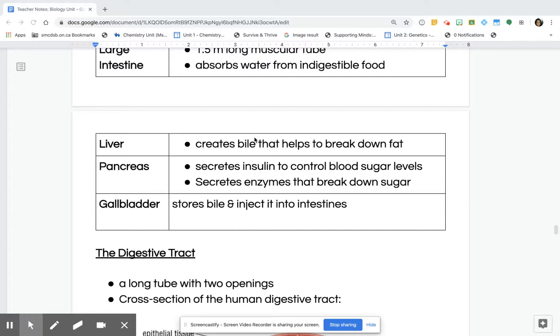Our liver is one of those accessory organs, and our liver helps to create all of this bile. And bile is super important because it's going to help break down fat. Fat needs a little extra help to get broken down in our bodies. Bile is that help.